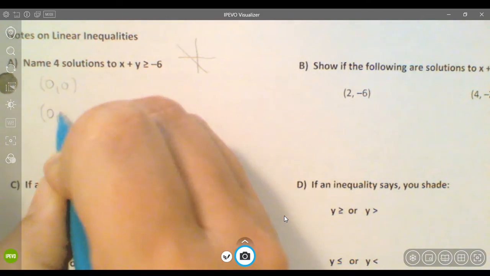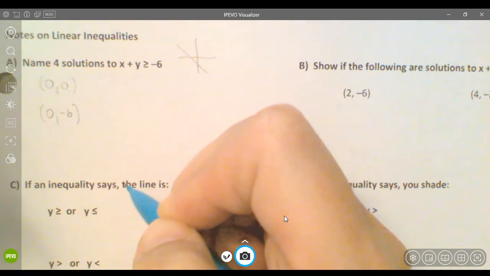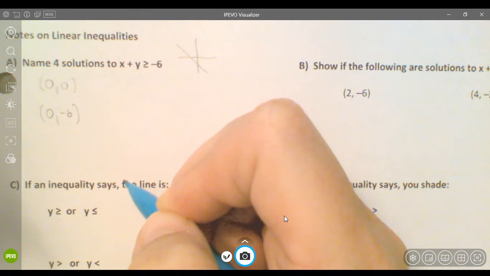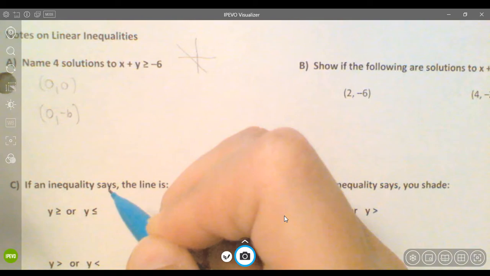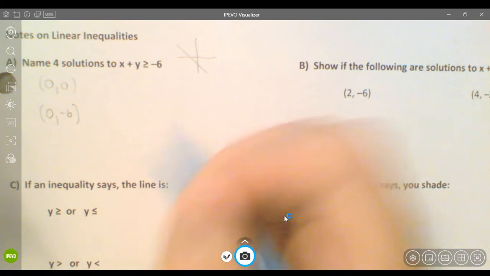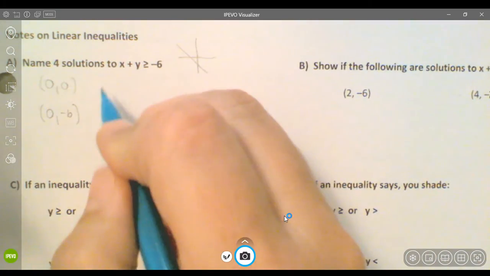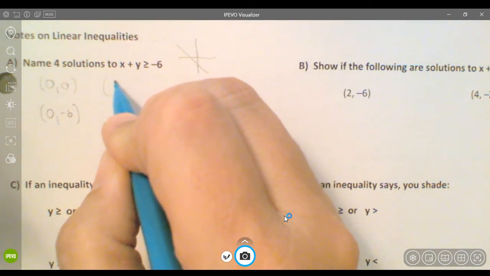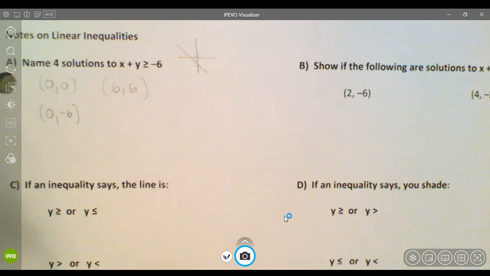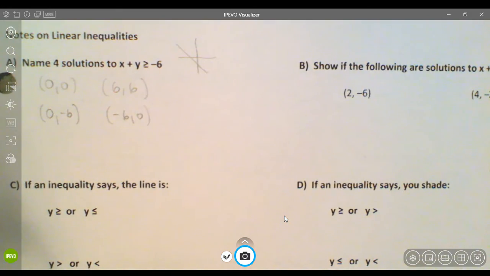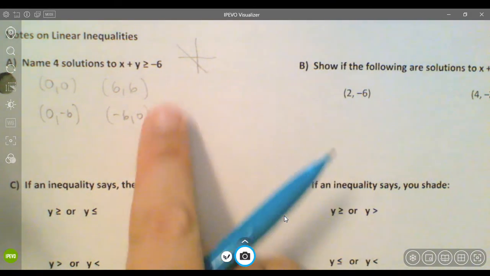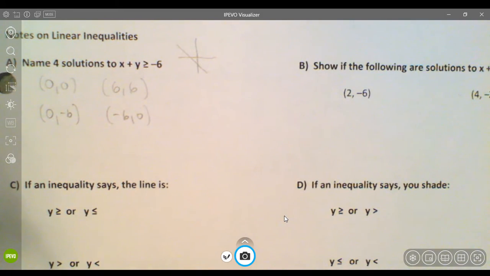let's look at 0, -6. When you add that, you get -6. And isn't -6 greater than or equal to -6? Yeah. Let's go ahead and throw 6, 6. When you add 6 plus 6, you get 12. 12 is greater than or equal to -6. And then -6, 0. Again, it equals -6, but it's greater than or equal to.